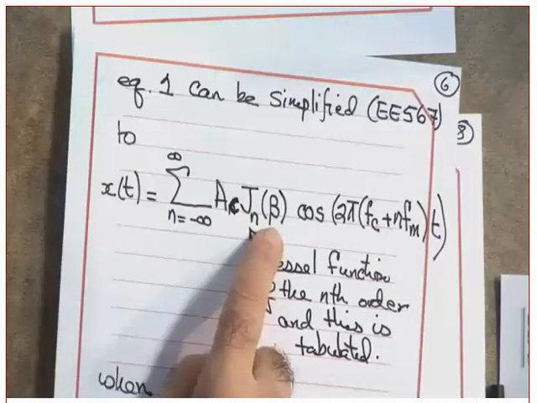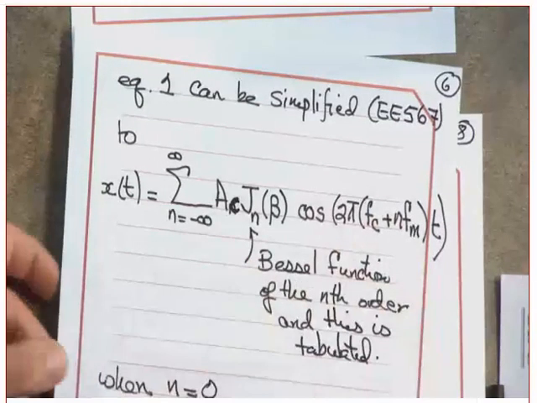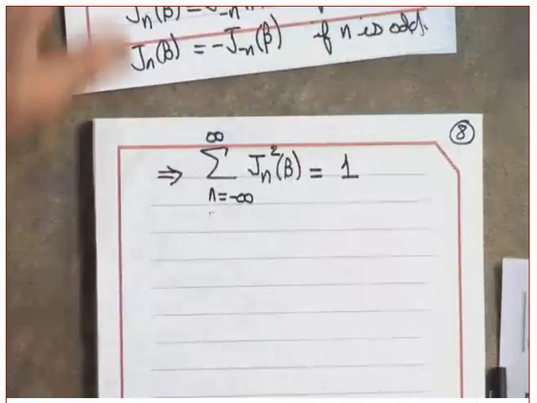Jn depends on the value of beta. So in the final exam, I will ask: what is the value of beta that will result in the second set of side lobes not showing up in the output of the modulator? Did you get my point or not? Yes or no? I will give you the tables for the J so that you can see it very clearly.